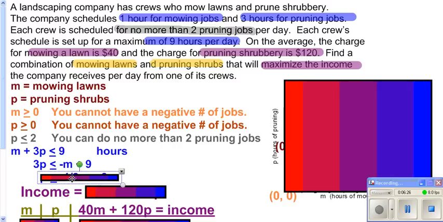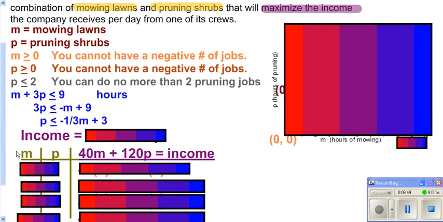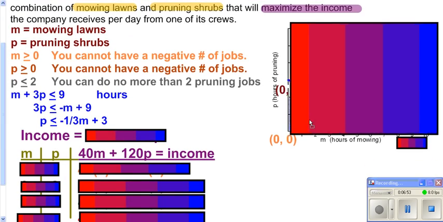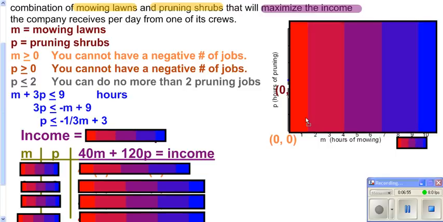Now here I'm just going ahead and solving it for P. I'm solving it for P because over here on my graph I have P as my vertical axis. Normally we solve it for Y, that's your vertical axis, so here I'm solving it for P. Now I can go ahead and graph this. The first two, M is greater than or equal to 0, and P is greater than or equal to 0, puts you just basically in the first quadrant.